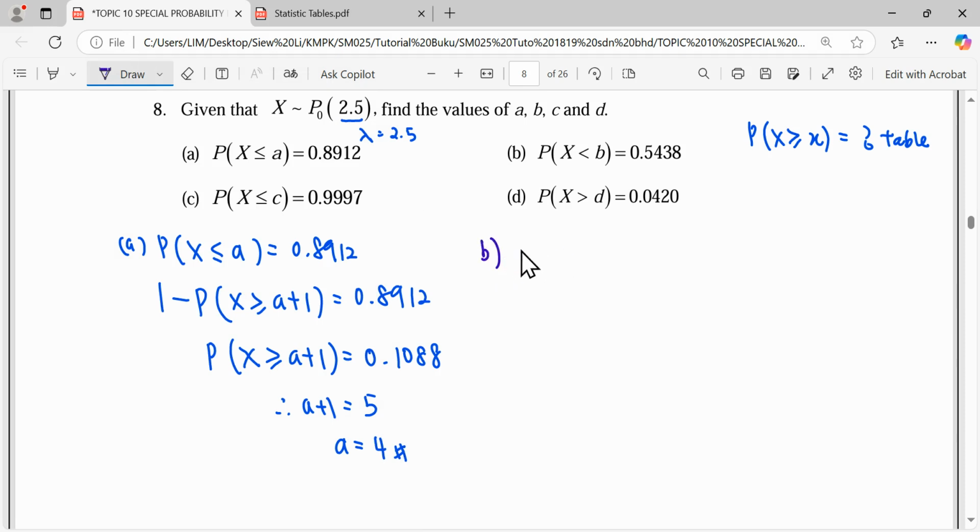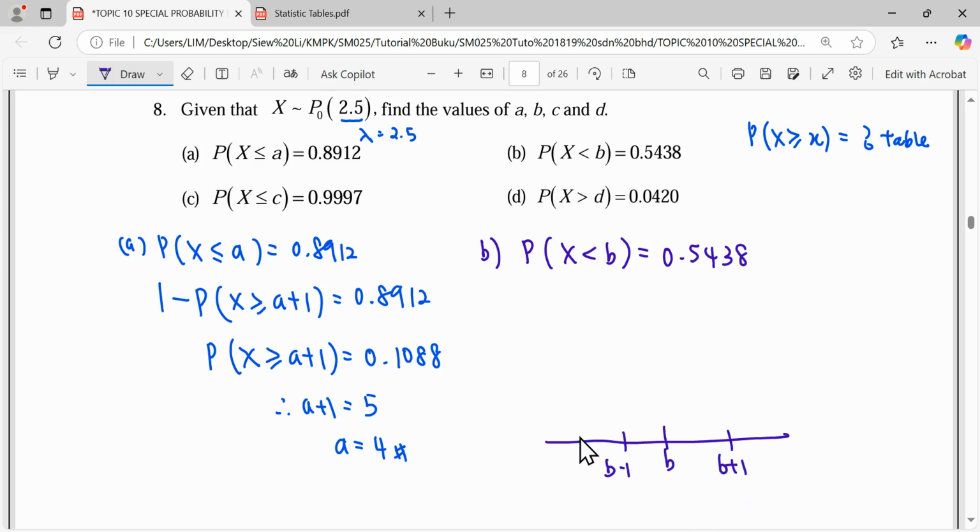Question B: probability X is less than b is 0.5438. We analyze here. For less than, we cannot refer to the table, we need to change it to more than or equal. Just imagine your discrete random variable, Poisson is for a discrete random variable. When you have b, before b is b minus 1, after b is b plus 1, and so on. Less than b does not include b, so this is the region given.